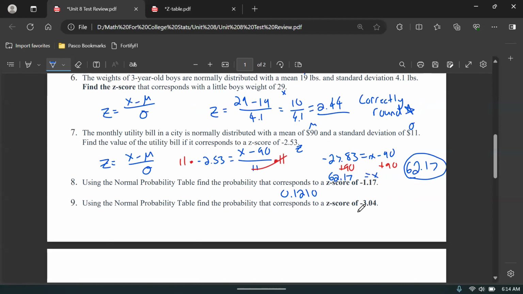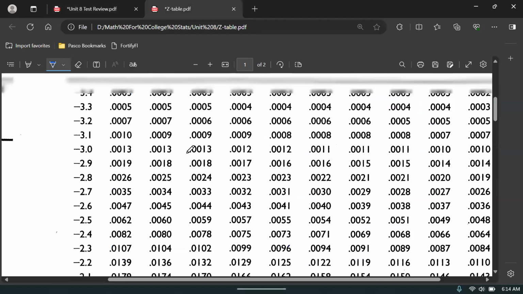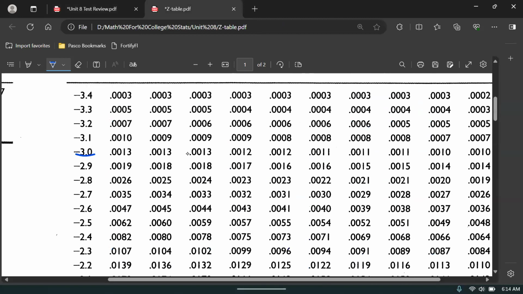Let's do it again. We're going to do the same thing. Z-score of negative 3.04, negative 3.0 here, but then .04. So this is 0, 1, 2, 3, 4. So that's 0.0012.